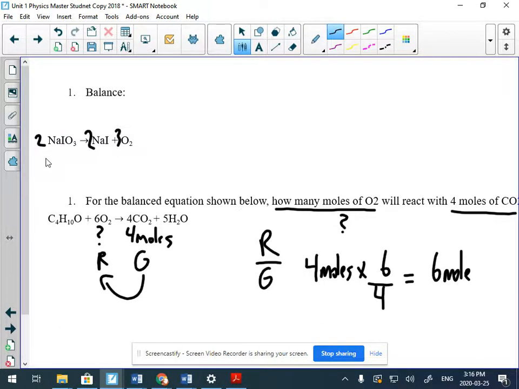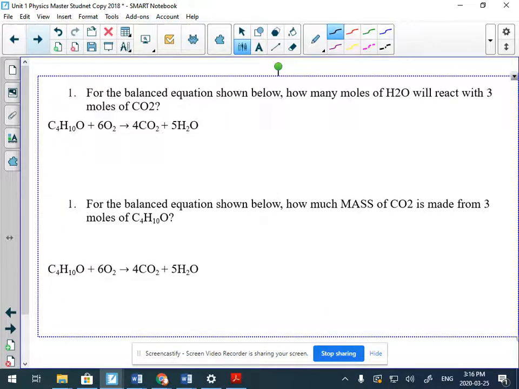All right, now there's 2 more questions on there. For the balanced equation shown below, it's the same one. How many moles of water will react with 3 moles of carbon dioxide? Well, what do we know? We know 3 moles of carbon dioxide. We've been given this. That's our given. Okay, how many moles of water? We don't know. That's how many moles of water. That's our required. We're going to the required.